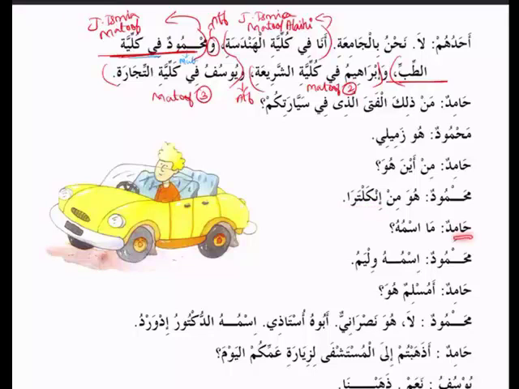Hamid is asking masmuhu, what is his name? Ma ismu istifham, ismuhu mudaf and mudaf ilayhi. Mahmoud is saying ismuhu William. His name is William. Okay, ismu mubtada wa huwa mudaf, who is mudaf ilayhi. William is what? One word, marfu khabar.